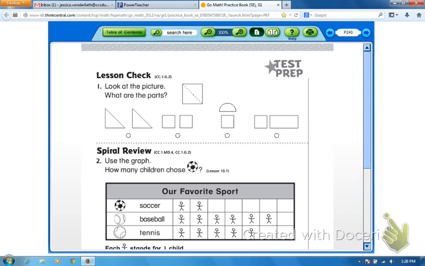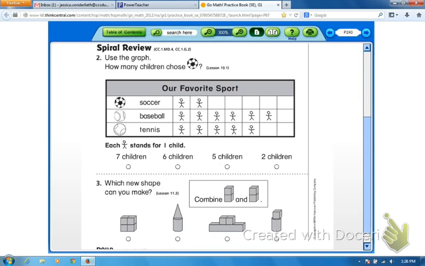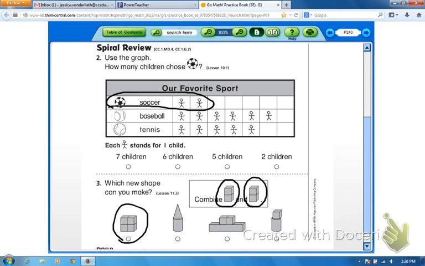At the bottom, on the spiral review, number 2 is working with a picture graph. How many children choose soccer? If we look straight across on soccer, we would see that 2 children choose it. And number 3 says, which new shape can you make? So if we were to combine this tower and this tower together, we would make the first shape with all those cubes.